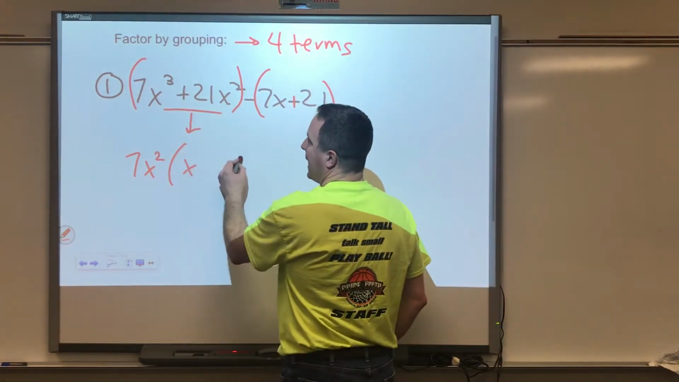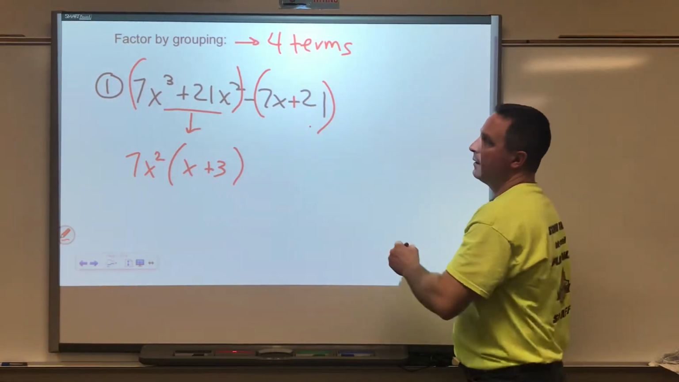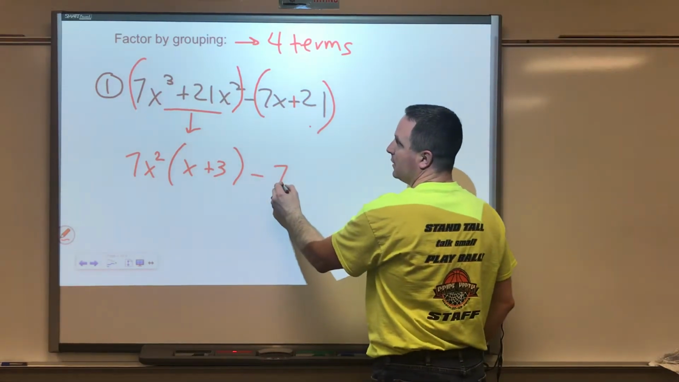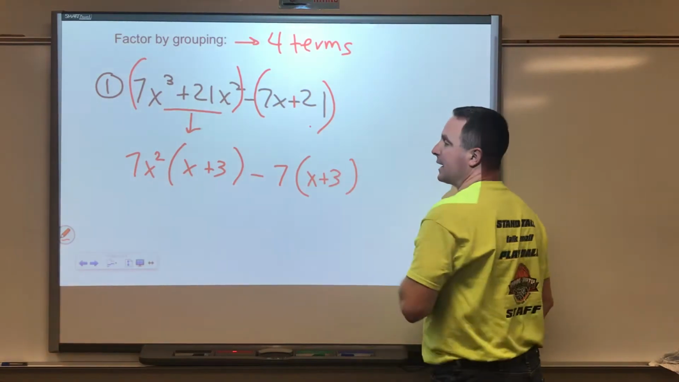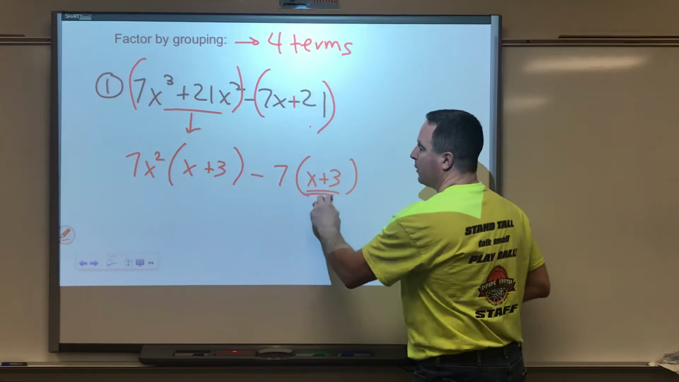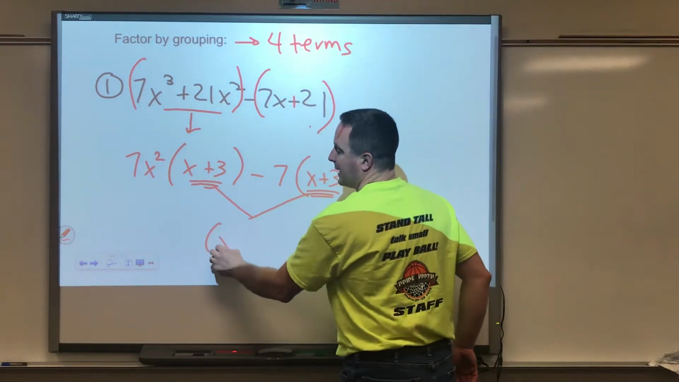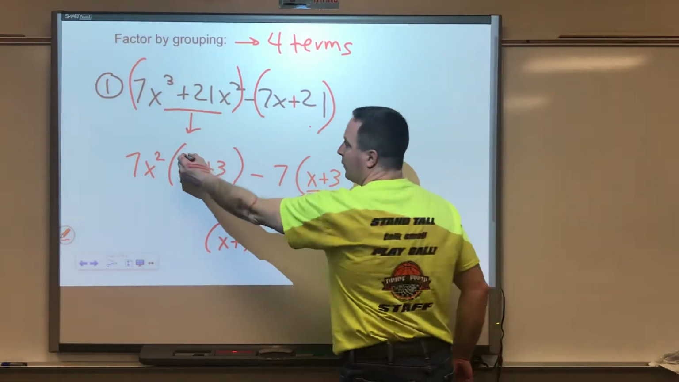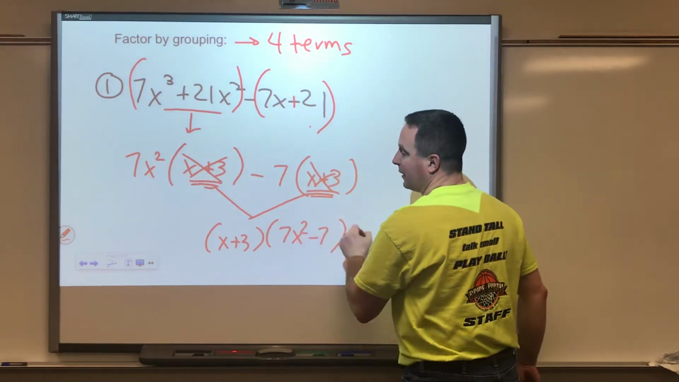And I would get an x plus 3 left over. Okay? On this one, I think I can take out a 7. And I get an x plus 3 left over. Okay? And the name of the game with grouping is they had a little expression in common. And I can take an x plus 3 out of both of those. And what's left over, when I take that away and that away, I have 7x squared minus 7.